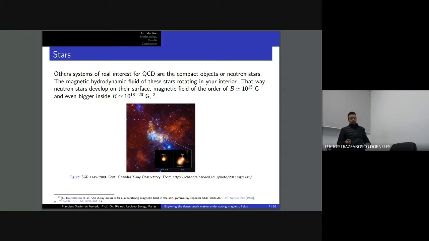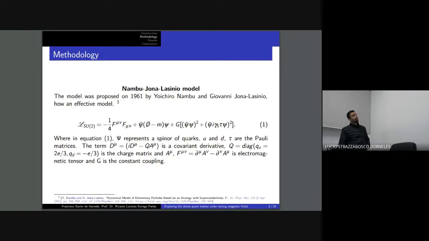And certainly the magnetic fields affect the phase transition of quark matter. So we study the dense quark matter. We will use effective models, in this case the Nambu-Jona-Lasinio model.